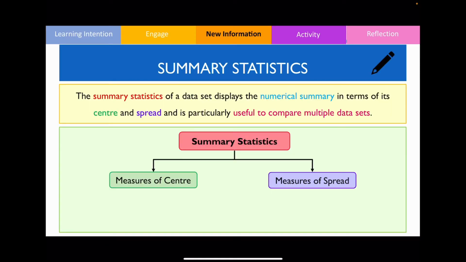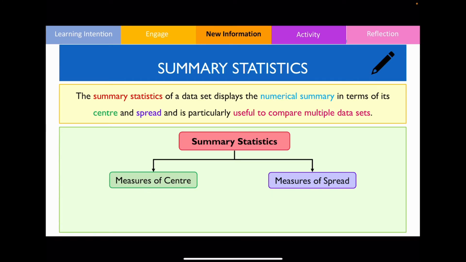The summary statistics is essentially a list or a summary of numerical information that describes both the central value and how dispersed and scattered the data values are. By knowing this key information, we are therefore able to make comparisons with other datasets and make conclusions.